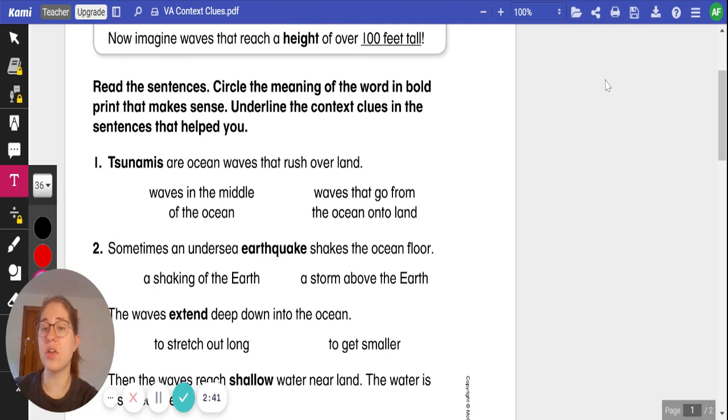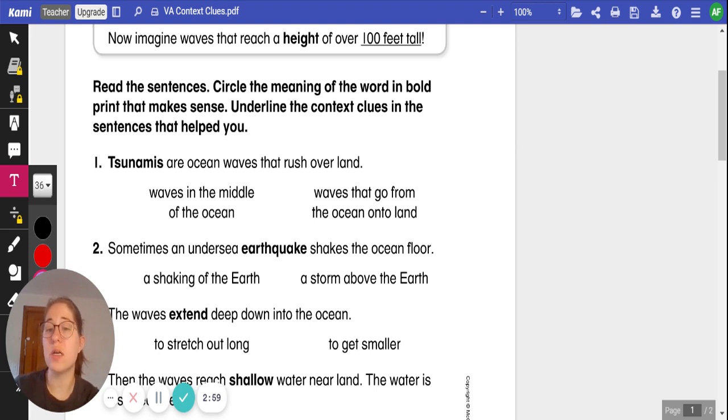Let's work on some together. We're going to read through the sentences, circle the meaning of the word in bold print that makes sense. Underline the context clues in the sentence that help you. Let's look at number 1.